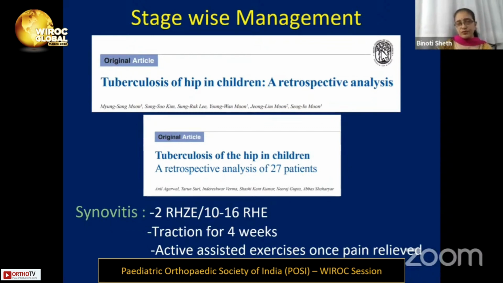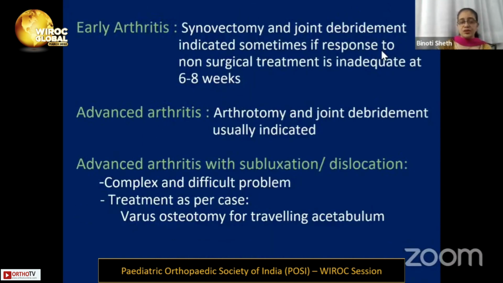The consensus, if you look at the stage-wise treatment for tuberculosis of hip, is that in the synovitis stage, you start with proper AKT, 2 months of intensive phase, and then 10 to 16 months of continuation phase. You give traction for the initial 4 to 6 weeks and, as I said earlier, start with active assisted exercise once pain is relieved. In addition to this, in the early arthritis stage, if the response to AKT is not good, then you should go ahead with synovectomy and joint debridement. In advanced arthritis, this debridement may be required in most of the cases.